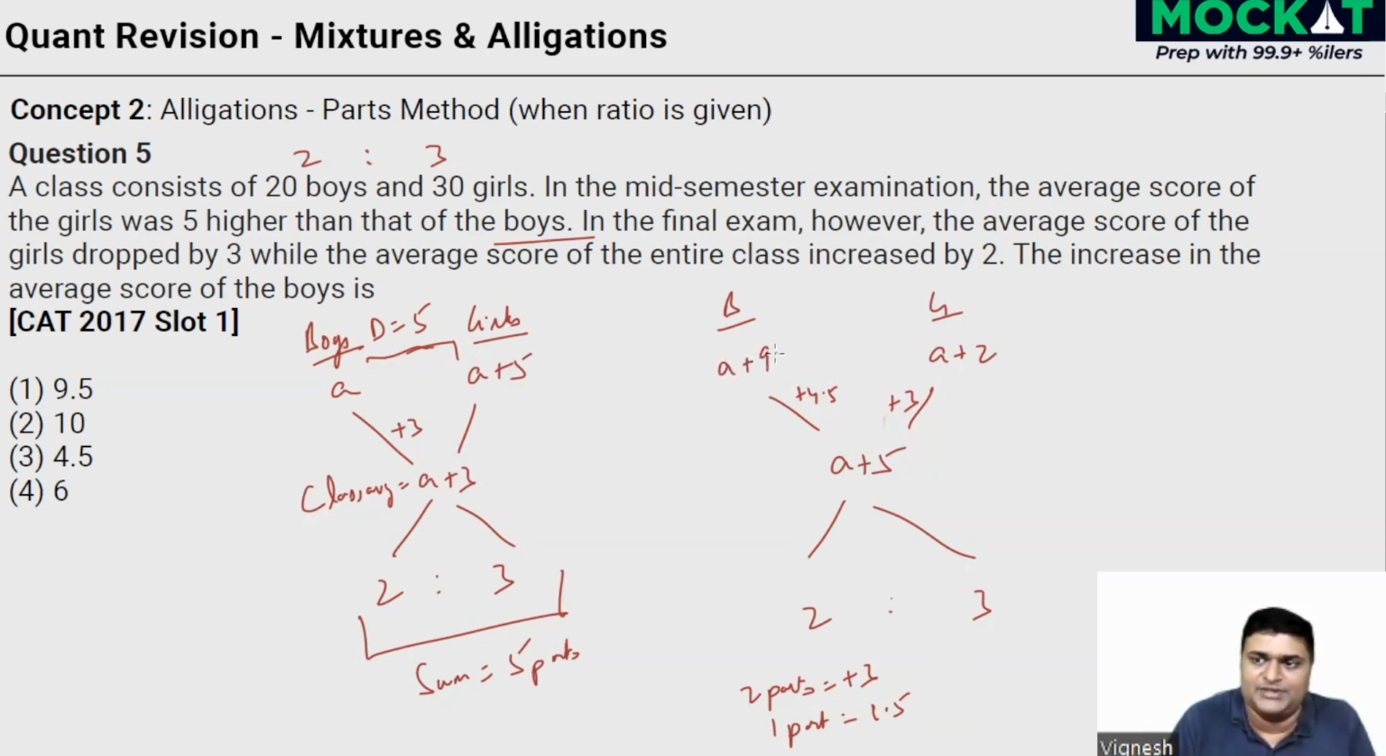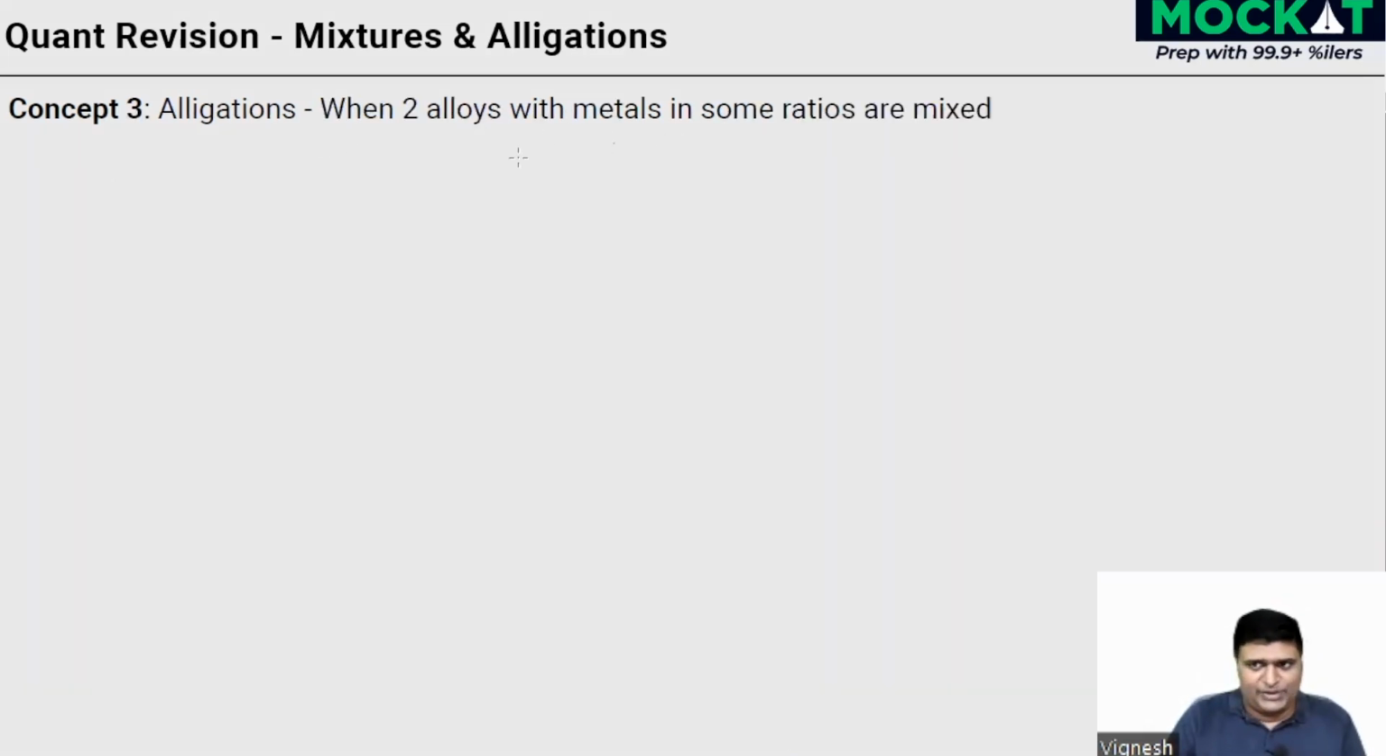Add 4.5 and you get A plus 9.5, so that your average of A plus 5 is between these two values. So the increase in the average score of the boys over here is going to be option 1, which is 9.5. So alligations, when two alloys with metals in some ratio are going to be mixed, right?